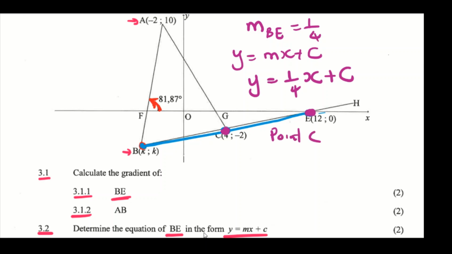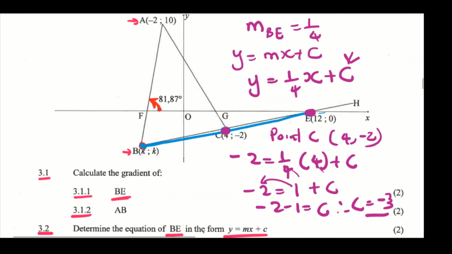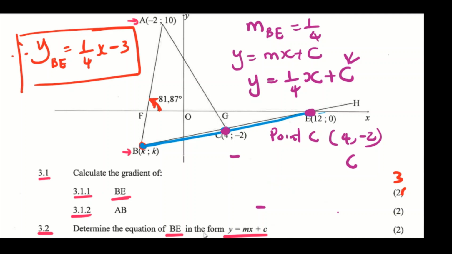Let me just use the point C, which is 4 and minus 2, because we want to identify the y-intercept. So we're going to say minus 2 is equal to 1 over 4 times our x value, which is 4, plus c. So this 4 goes away with this 4, so it's minus 2 is equal to 1 plus c. Transpose the 1 to the other side: minus 2 minus 1 is equal to c. Therefore c is equal to minus 3. So our equation of BE is y equals 1 over 4 x minus 3. So that is the equation, and we're done with 3.2, going to another part of the question.